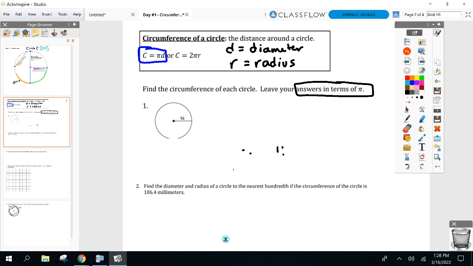So let's do this. Get ready, numbers being called. Can we make a class decision, anytime we do a circumference problem, what formula we're going to use? You can make your own personal decision, but as a class, can we make a decision? Anybody have a preference? Diameter, all right, that's what second period picked too. So circumference equals pi d.